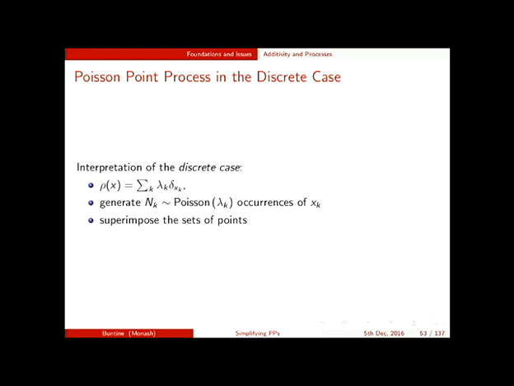So here are the three cases. The discrete case is where our rate is not a regular function, it's a point. It's got a number of points. It can have an infinite number of points as long as it's countable. In this case, we're just going to generate nk points at each xk.